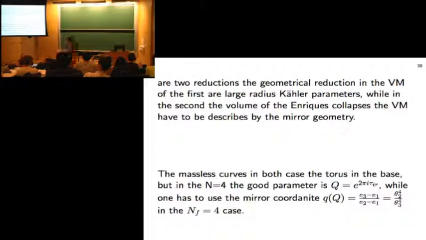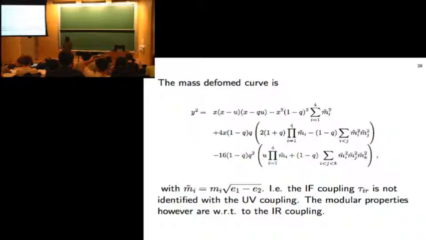So in this case we have a little discrepancy between the infrared coupling and the ultraviolet coupling, which is basically given by this relation. And now we can look at the deformed curve, which in some sense is not very complicated to derive from the given curve of Seiberg and Witten. But again, you have to rescale the masses.